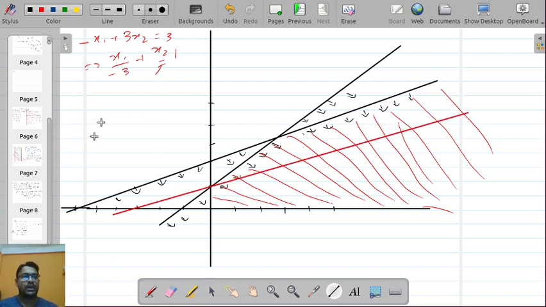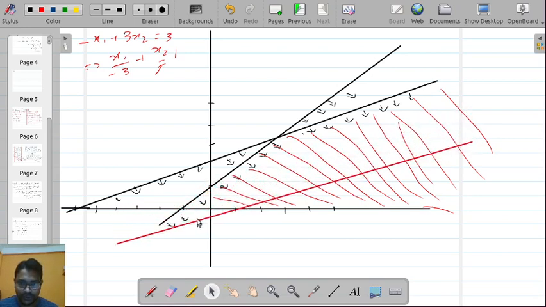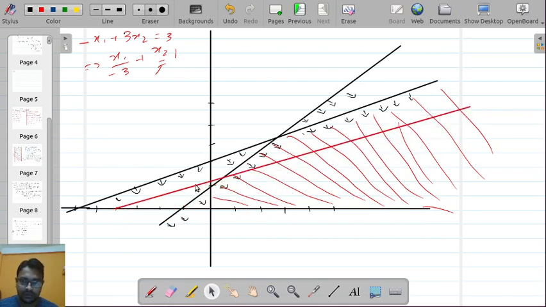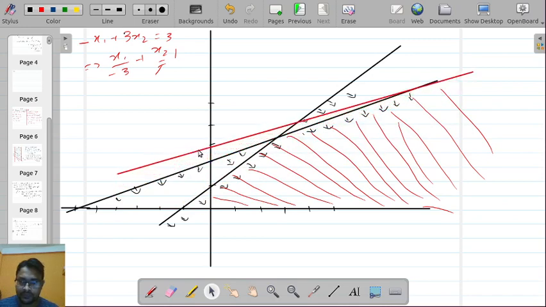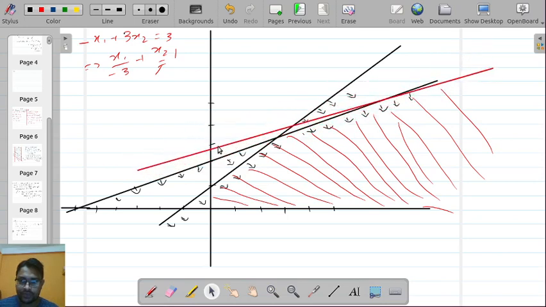Since it's a maximization problem, we have to move it in such a way that it remains farthest from the origin inside the feasible region. Obviously we should not move it downwards, because it will go nearer to the origin. I have to move it away from the origin. Can I keep on moving it in such a way that it goes away from the origin?